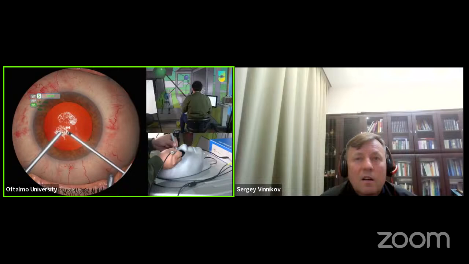Okay, so he is doing a bimanual technique. He is irrigating and has a vitrector.